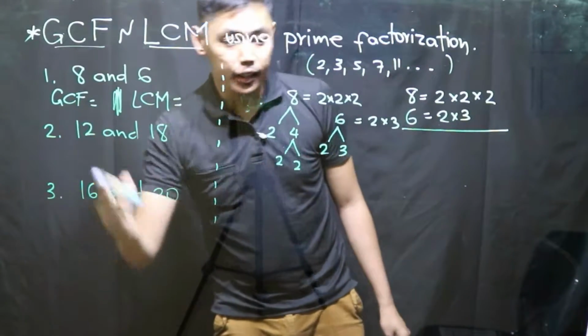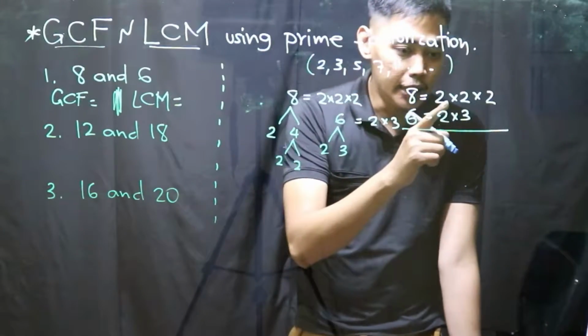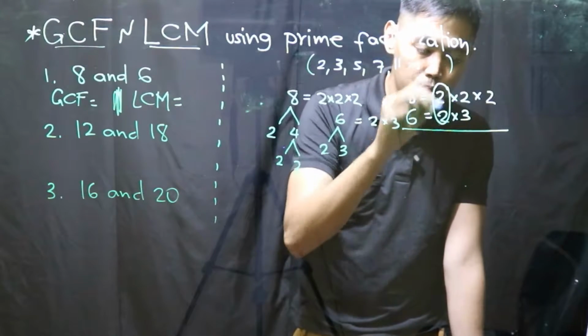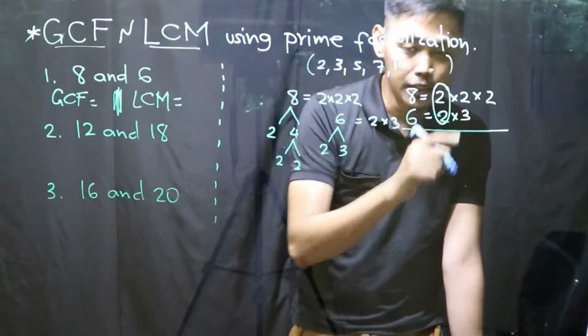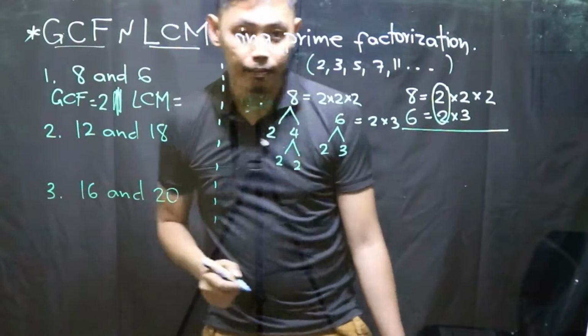Alright, how do we find the greatest common factor? It's very simple. Look for what they have in common. So, in this case, what they have in common is 2. Right? Therefore, the greatest common factor is 2.